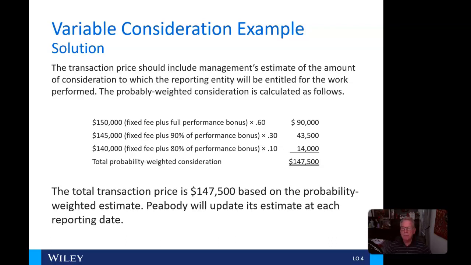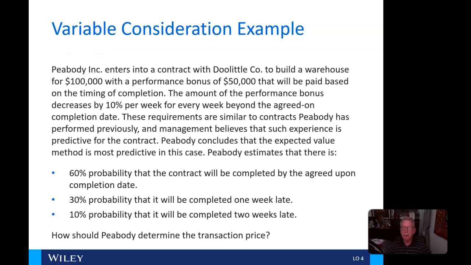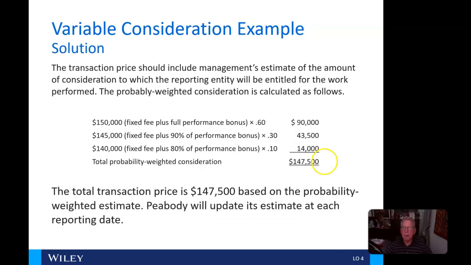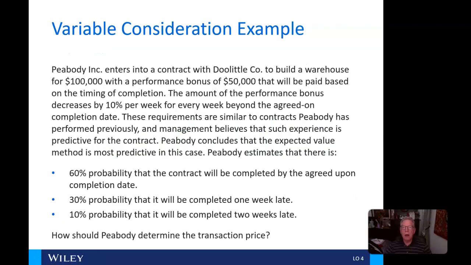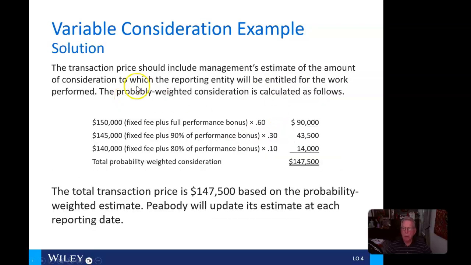Okay, did you see that? Let you look at that for a second. Don't forget that decreases by 10% per week for every week. So 10% is going to be that $150,000, and the performance bonus is $50,000. So 10% of that's 5,000, and that's the difference between 150 and 45 and 40. 10%.